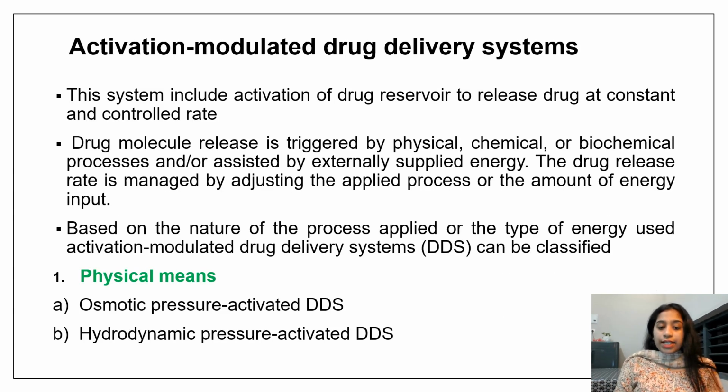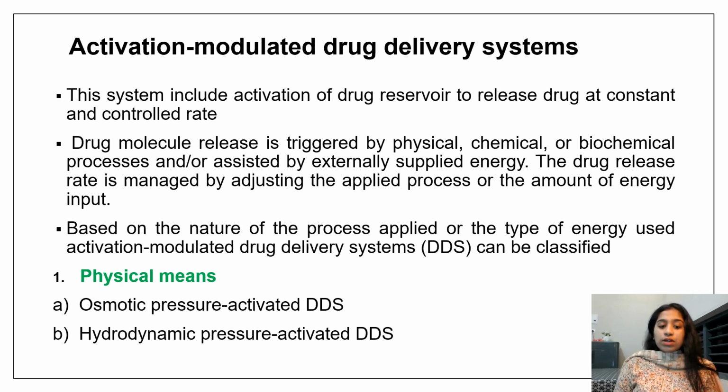So the drug release from the drug delivery system is triggered or activated by physical, chemical or biochemical process or assisted by externally supplied energy. So the drug release rate is managed by adjusting the applied process or the amount of energy input. So when a process is applied, the drug reservoir is activated to release the drug at a constant and controlled rate.